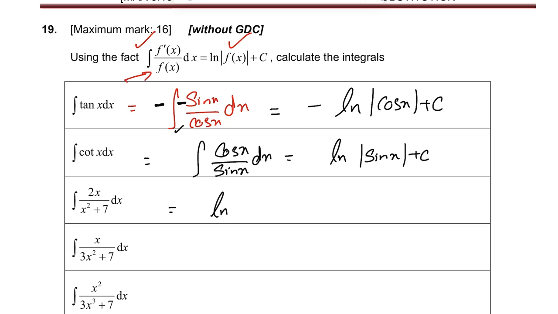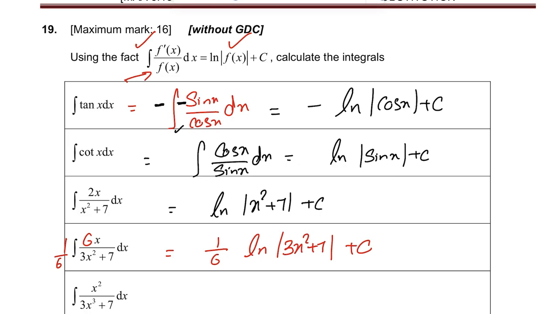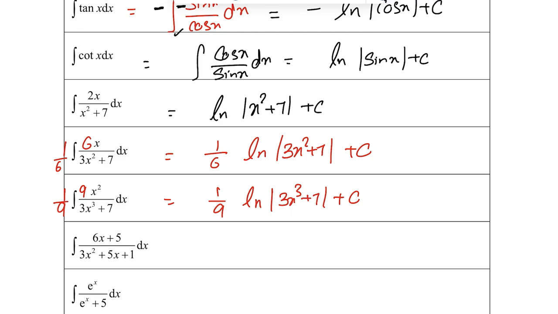Then this becomes ln of x square plus 7 plus c. Now multiply and divide by 6. So it becomes 1 upon 6 ln of 3x square plus 7 plus c. Then multiply and divide by 9. So 1 upon 9 ln of 3x cube plus 7 plus c. Now for 3x square plus 5x plus 1, the derivative of 3x square is 6x, and of 5x is 5. So it is already there. So just directly ln of 3x square plus 5x plus 1 plus c.